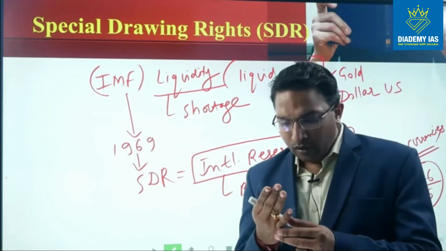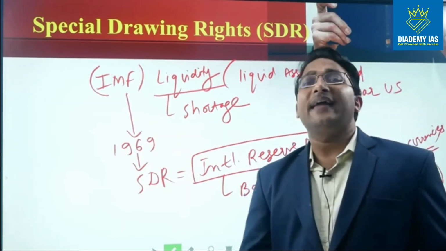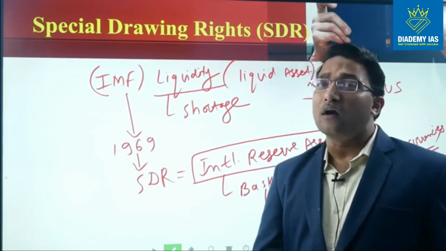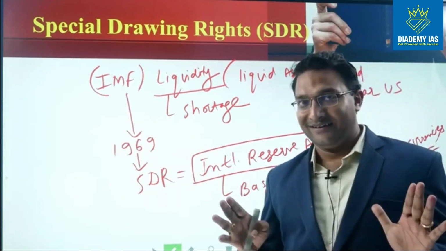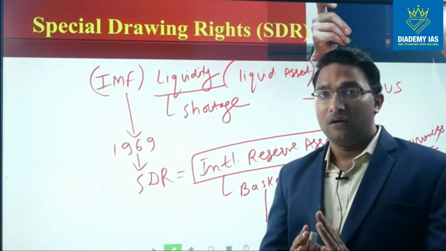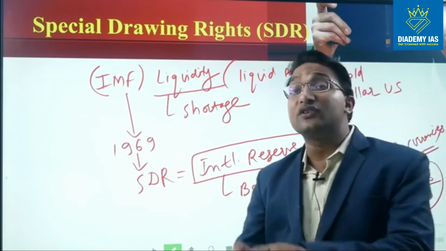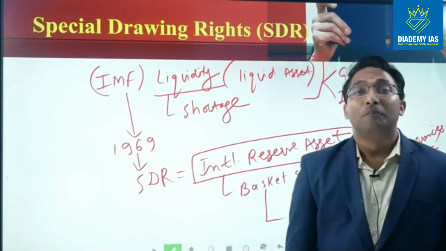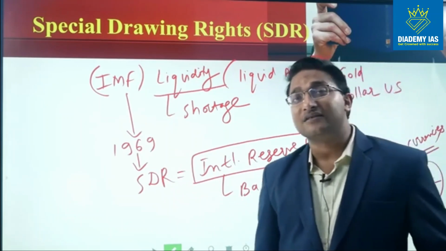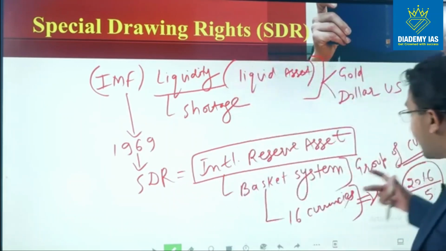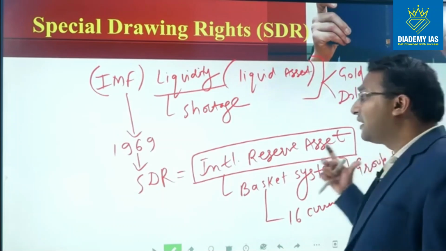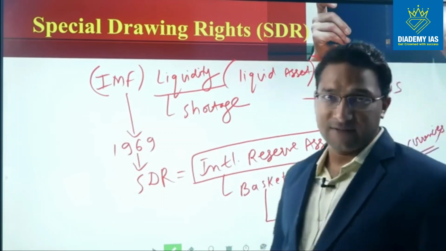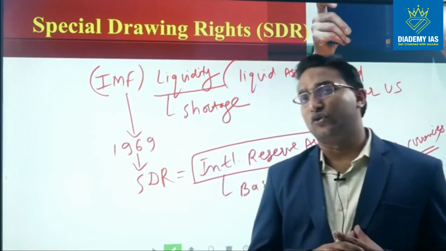First of all, it is not backed by any gold or any foreign currency. So there is no backing. It is called paper gold. It is called paper gold, and there is no backing of any kind of metal or any other foreign currency asset, right? So the value is derived from this group of currencies, but it does not mean that it is backed by these currencies. This is the first point that you need to take care of.